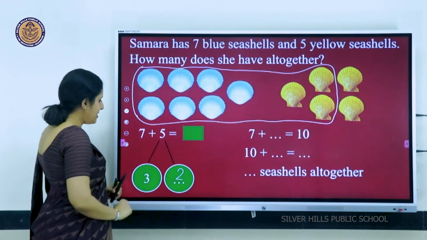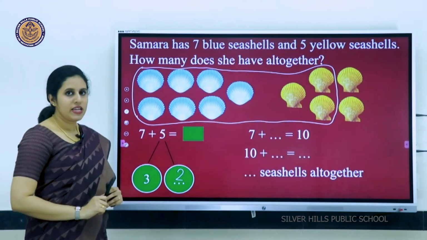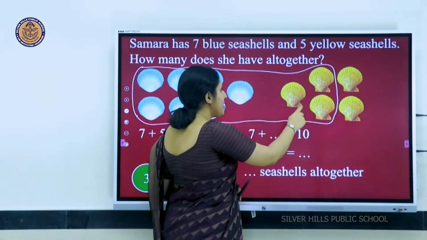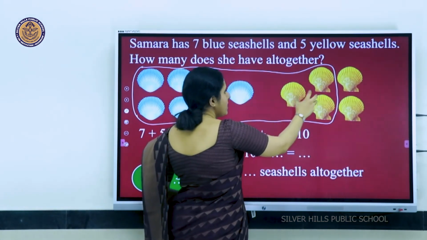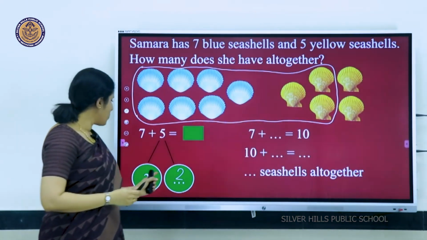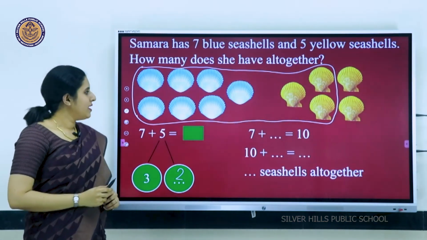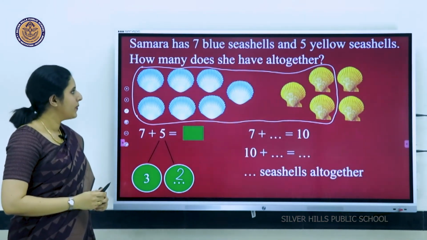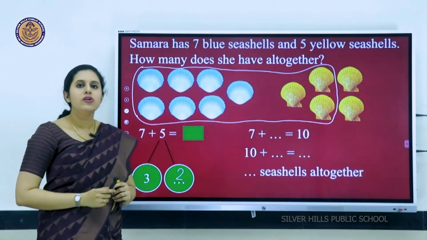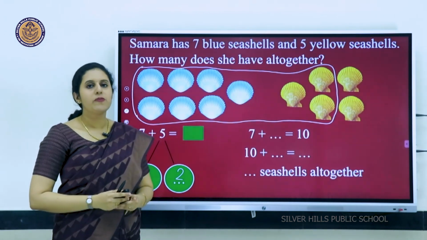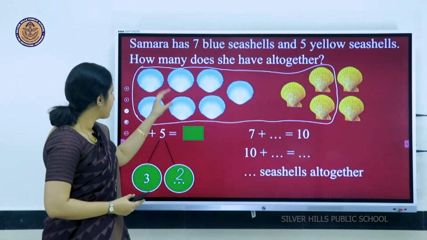You have 2 parts here, 3 and 2. Why did we write 3 and 2? Yes, because the 5 yellow seashells on the right side are now 3 and 2. That is why we have written 3 and 2 here as the number bonds. Now, let's look at the group of 10 that we made here.